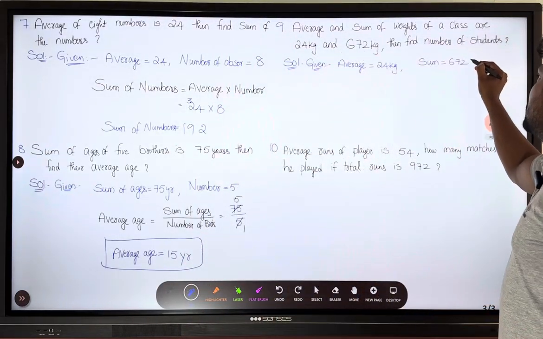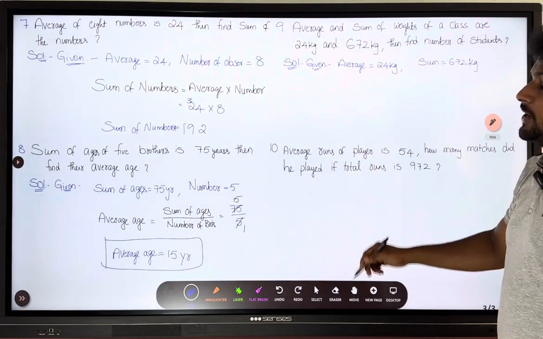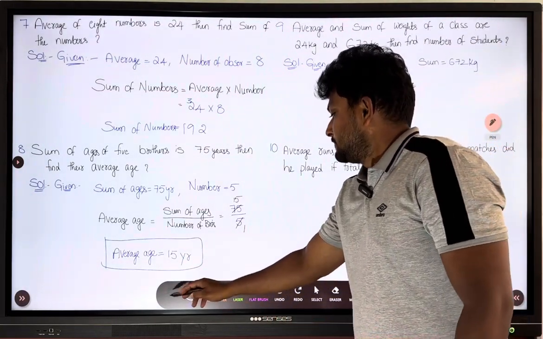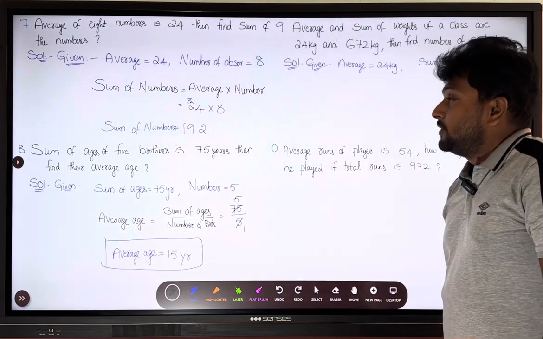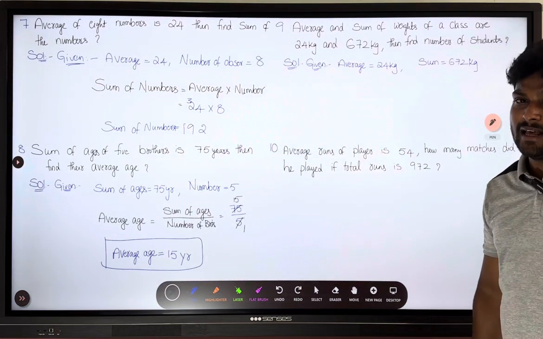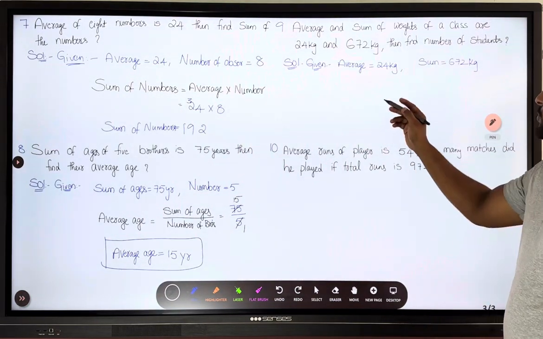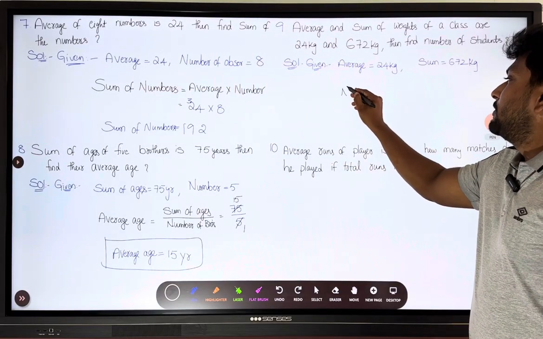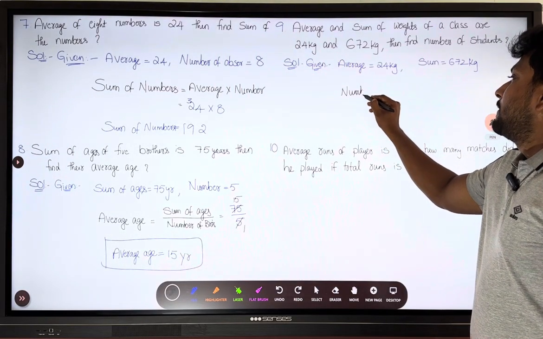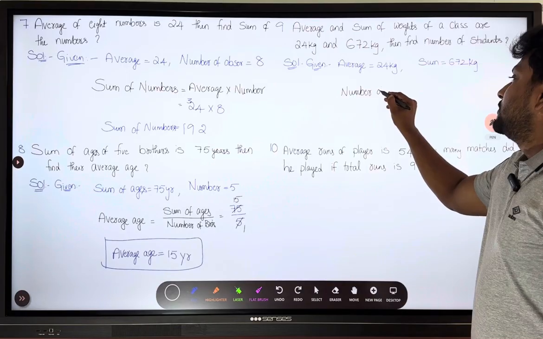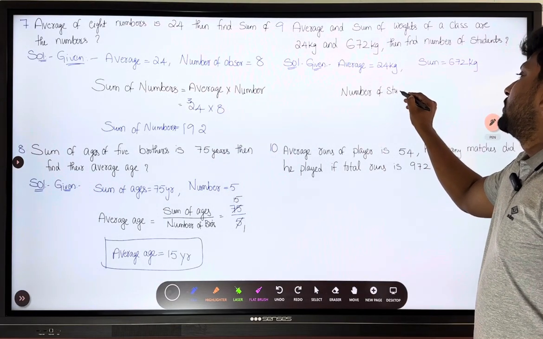672 kgs. So now what we need to find? We need to find number of students in the class, to find number of observations. So number of students. So look at the formulas.